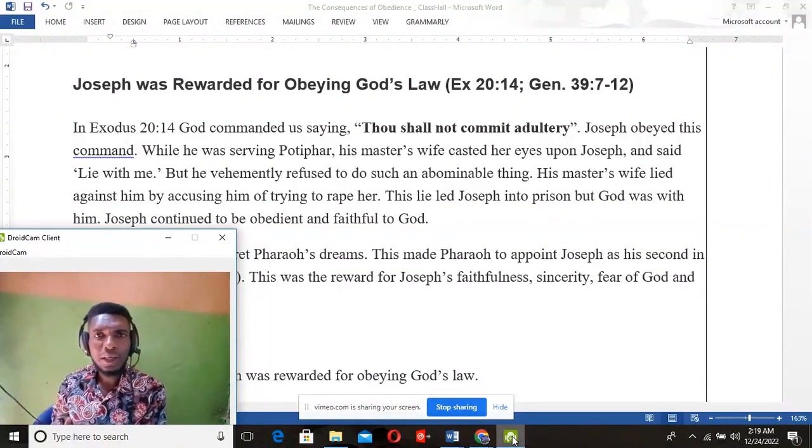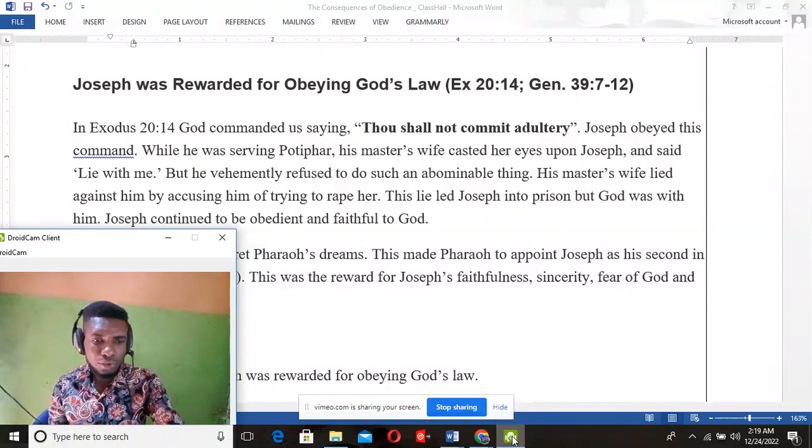And it happened. So Pharaoh put Joseph in charge of the resources of the entire Egypt, to make sure that during the period of famine people would still have things to buy and eat. So coming back to our topic, Joseph was rewarded for obeying God's law. The theme of this topic is centered on thou shalt not commit adultery.